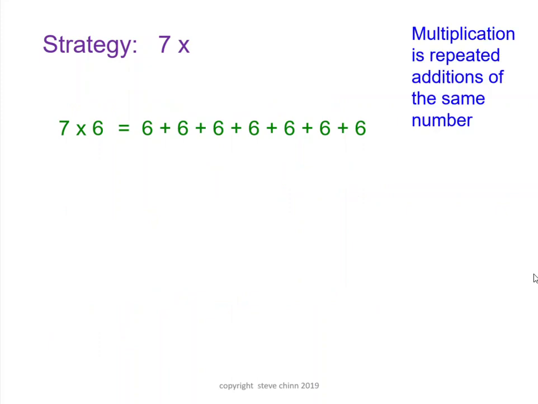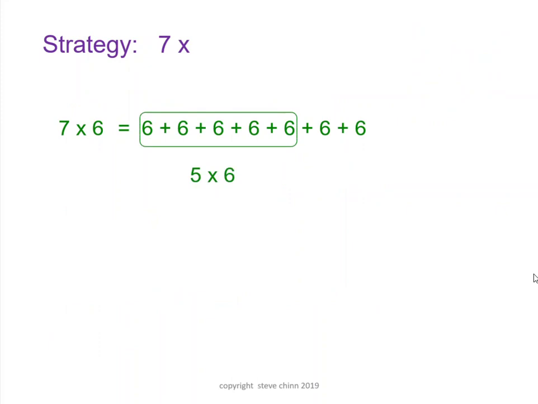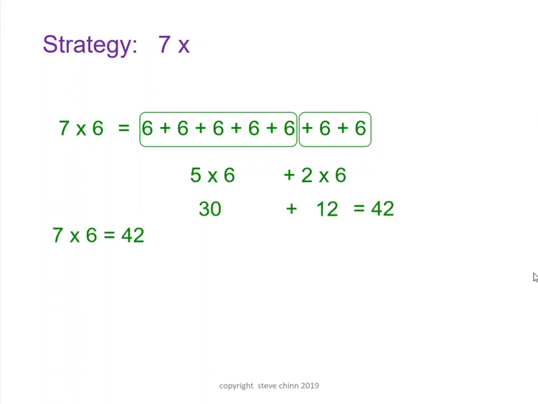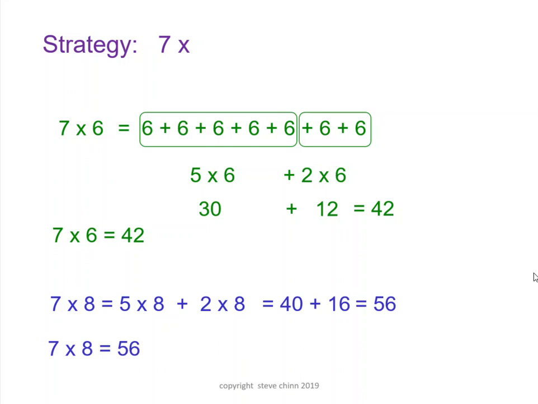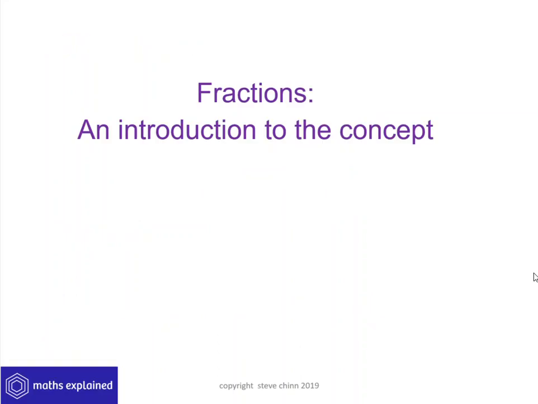Multiplication, repeated addition, same number. 5 lots of 6, 2 lots of 6. So you have to know 5 sixes are 30, 2 sixes are 12, so the answer is 42. 7 eighths, you have to know 5 eighths, 40, 2 eighths, 16, 40 plus 16, 56. So we're getting pretty good at this using stuff.